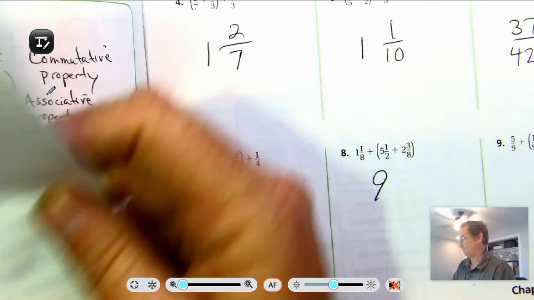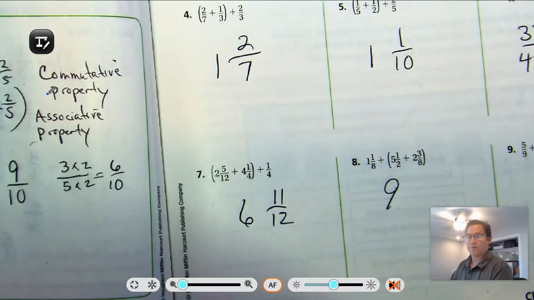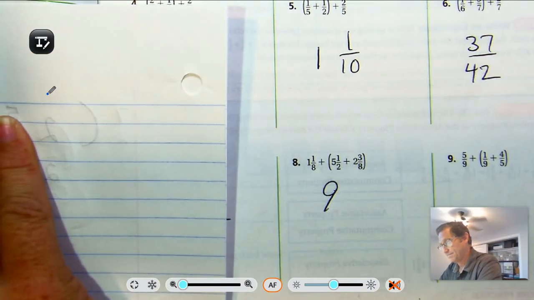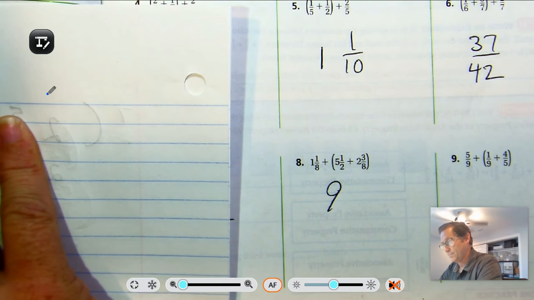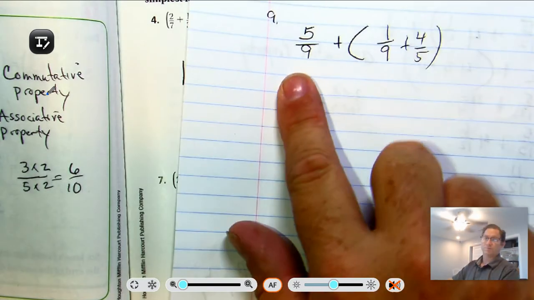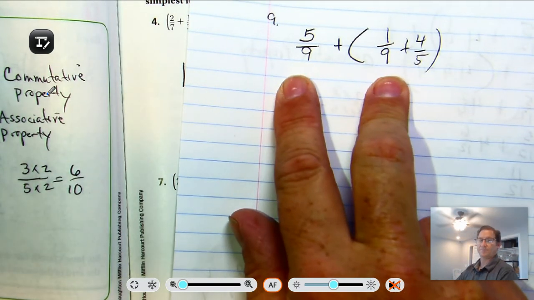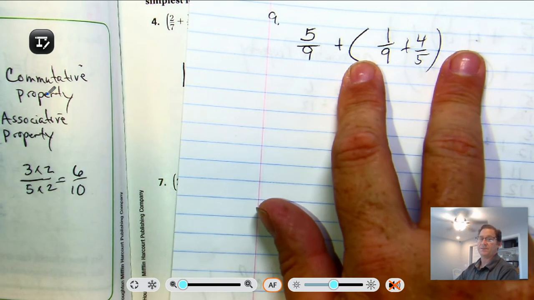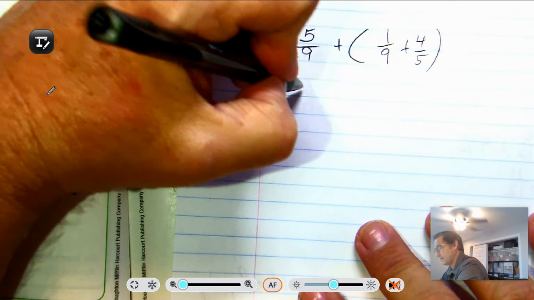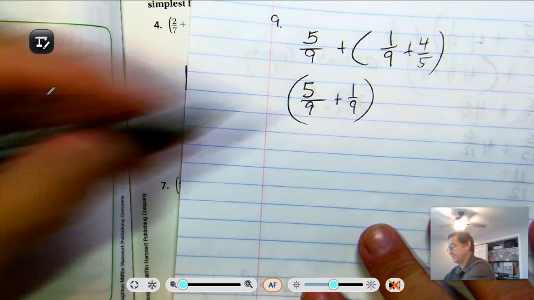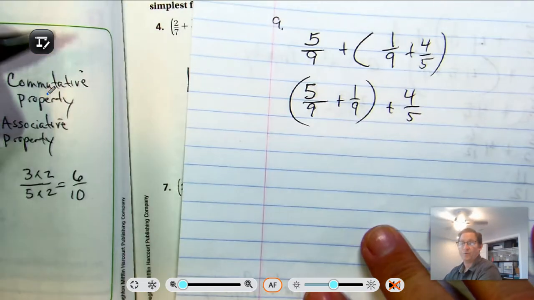Number 9. Number 9, you have 5 9ths plus the sum of 1 9th and 4 5ths. Okay, well, we clearly want to add the ninths together. There's nothing in the way of them except for the fact that by order of operations, we have to add what's in parentheses first. So why don't we regroup, change the parentheses so that we can add 5 9ths and 1 9th first, and then add the 4 5ths.